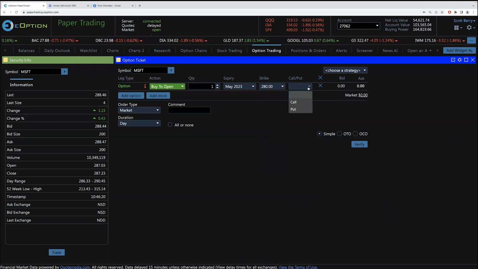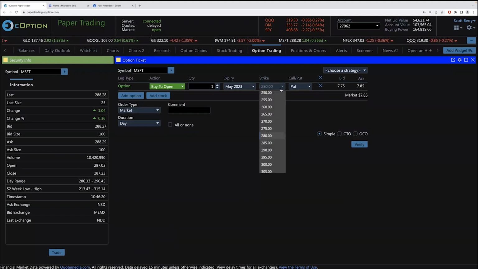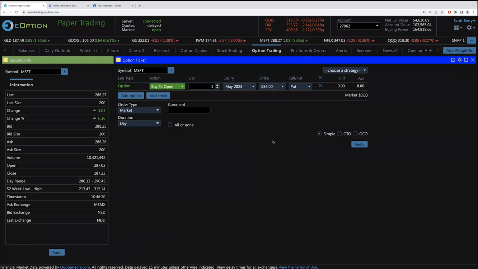So Microsoft's currently trading around $288. I just want to put in a little insurance policy that between now and the third Friday in May we'll be able to sell it at 280 or higher. Currently, that would cost about $7.85. Let's check one other strike. Let's check the 285. Actually, to get 5 more points, it would cost us $9.